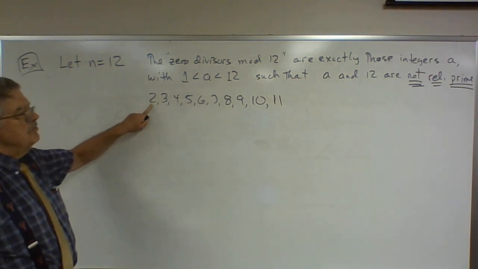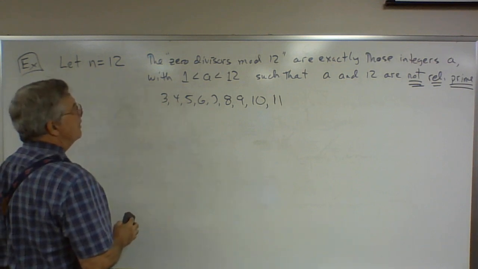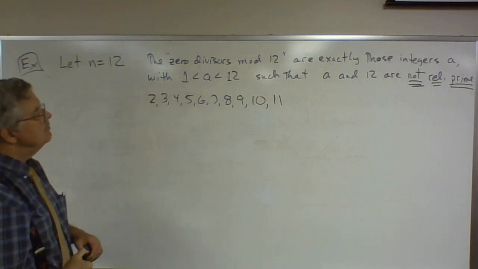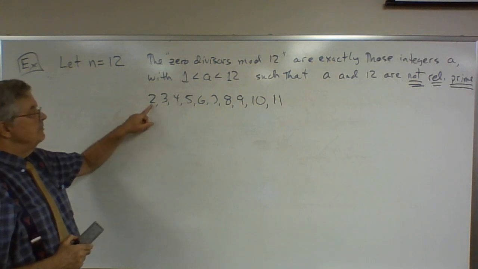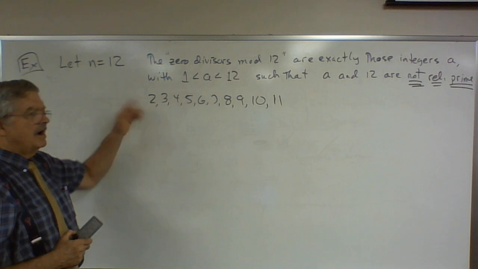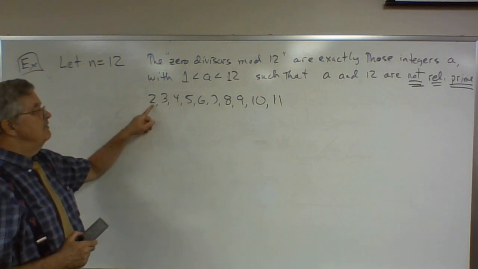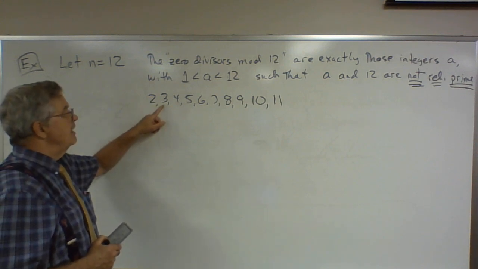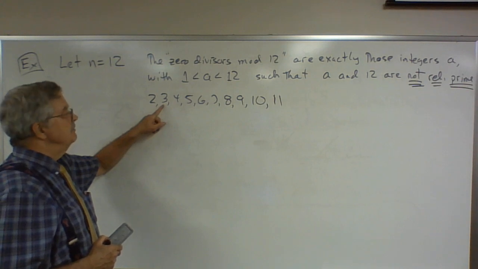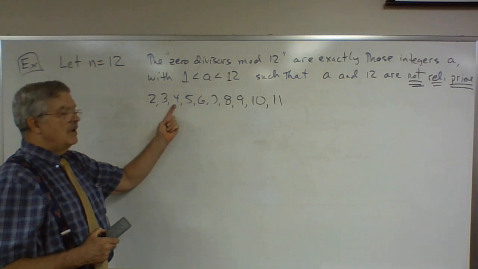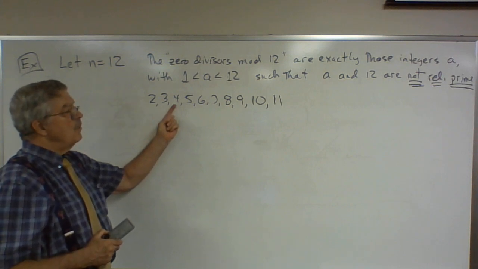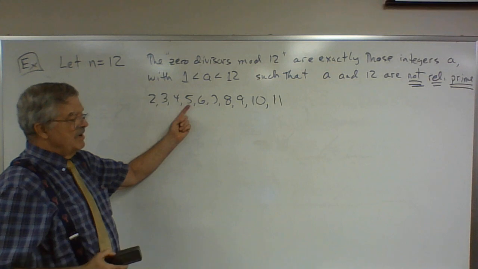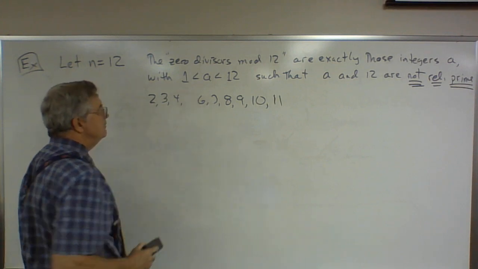Are 2 and 12 relatively prime? Nope. We're looking for our zero divisors. 2 and 12 are not relatively prime, so 2 is a zero divisor of 12. 3 and 12 are not relatively prime, so 3 is a zero divisor of 12. 4 and 12 are not relatively prime, so 4 is a zero divisor of 12. 5 and 12 are relatively prime, so 5 is not a zero divisor.